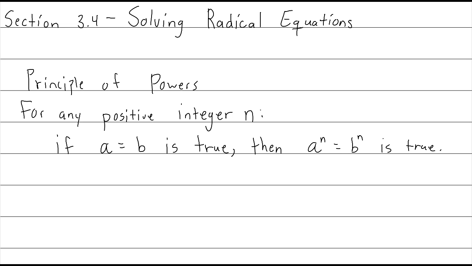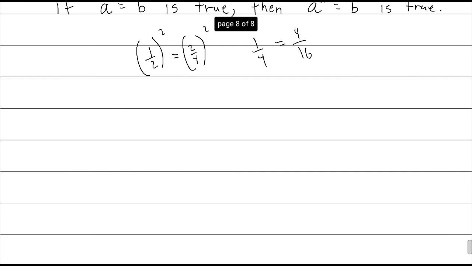So, if you had something like 1/2 equals 2/4, and you decided to square both sides, well, 1/2 equals 2/4, they're the same thing. If you square both sides, you get 1/4 is equal to 4/16, which is a fourth, right? So you preserve the equality by raising both sides to a power. That is the principle that we'll use to solve these equations. So now, let's do the first example.